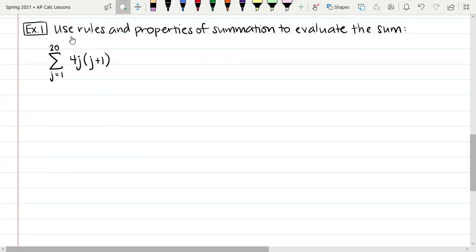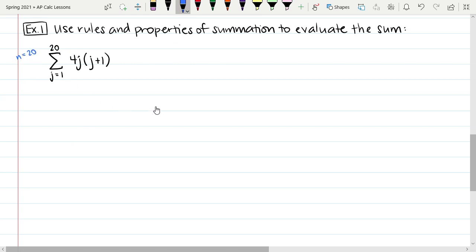All right, so use rules and properties of summation to evaluate the sum. Here we're looking at the summation from j equals 1 up to 20 of 4j times the sum j plus 1. Okay, so a couple of things to point out here. First of all, notice we're using j instead of i, and like I said, it's not a big deal. It means the same thing. It's just a different letter. Another major difference, though, is that up here, instead of just having an n, we actually have a specific number. And that means for this particular summation, n equals 20.